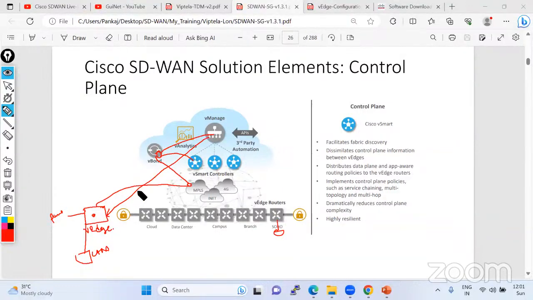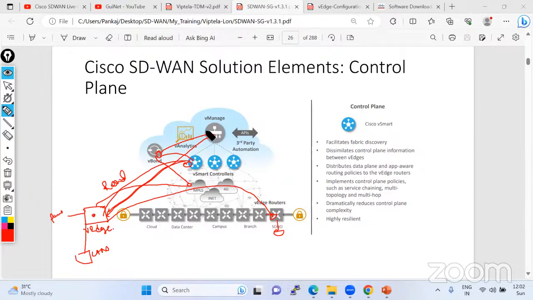Based on the configuration, they are going to build the routing OMP session with the vSmart. Then they will get all the routing information from here. And once they have routing information, they will start talking to these routers. This is the high level steps. I'll explain the low level, but just understand how it is going to happen.